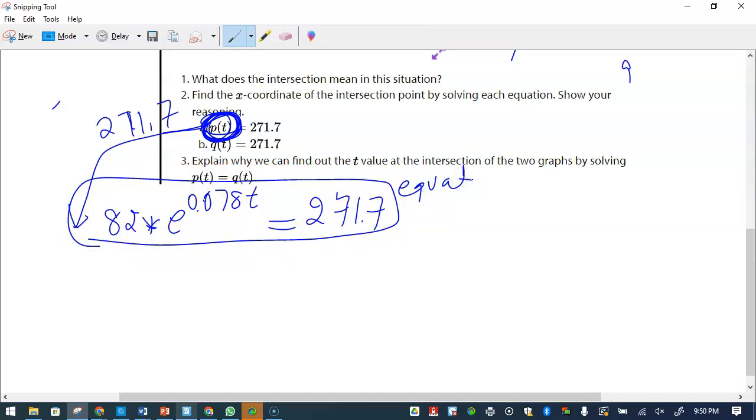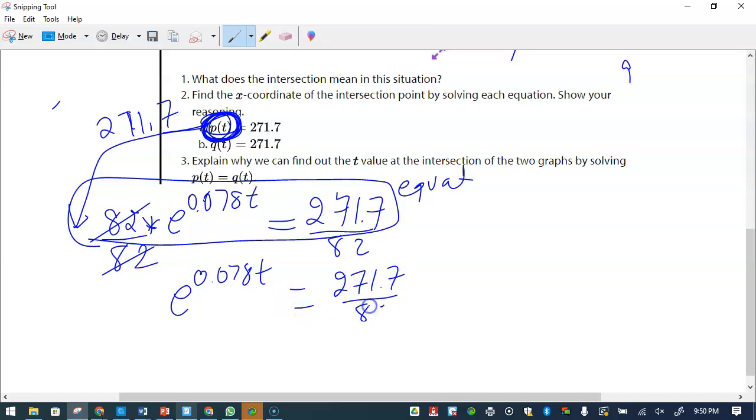And then you start working on it. So the first thing is divide by 82. So both sides divide by 82. So simple. This goes away and you get 0.78t. As of now, just keep this as it is. Don't do any calculation because you're going to change this to exponential form.